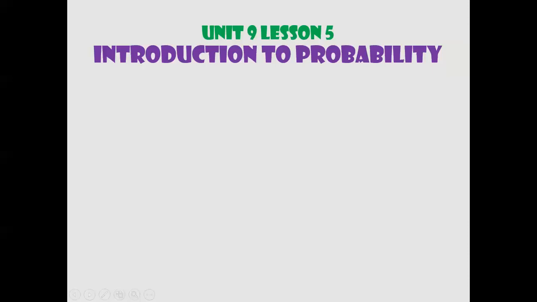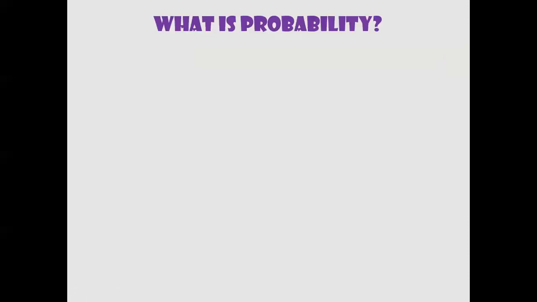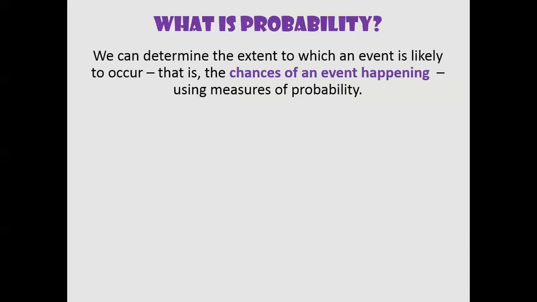This is Unit 9, Lesson 5, your Intro to Probability. What is probability? Well, we can determine the extent to which an event is likely to occur, that is, the chances of an event happening, using measures of probability.